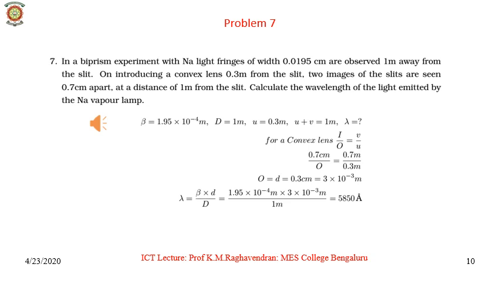In the second part, two images of the slit are seen 0.7 centimeter apart. Now, when two images are seen, what we are looking at is the image. Now you will also recall from your pre-university classes that we can talk of the size of an object and the size of the image.